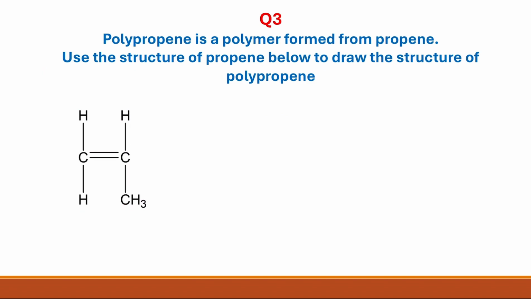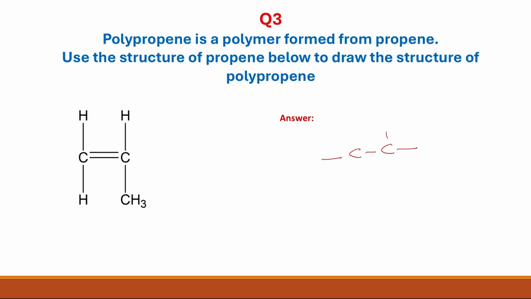Question 3. Polypropene is a polymer formed from propene. Use the structure of propene below to draw the structure of polypropene. Remember, when you draw addition polymers, the first thing you do is remove the double bond. So you draw the two carbons, remove the double bond, and then add two extra bonds to the sides of the two carbons.